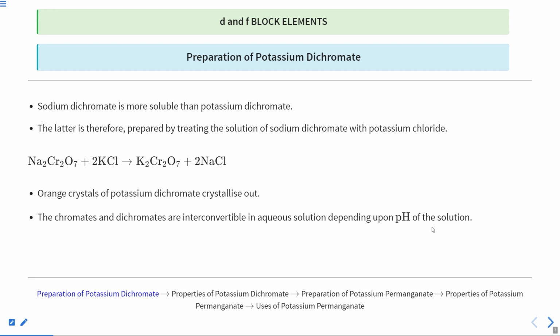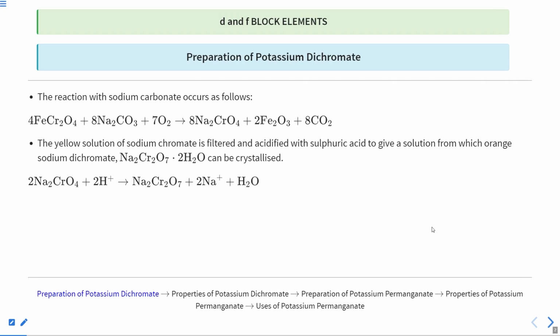The chromate and the dichromate are interconvertible in aqueous solution depending upon pH. What is the meaning of this? You can see here that initially we have sodium chromate. Now if we treat it with acid, then we are turning it into sodium dichromate. It means that we can interchange them by changing the pH. So if we are decreasing the pH, we are getting sodium dichromate. The reverse is also true: if we increase the pH, then we will get sodium chromate. Clear?